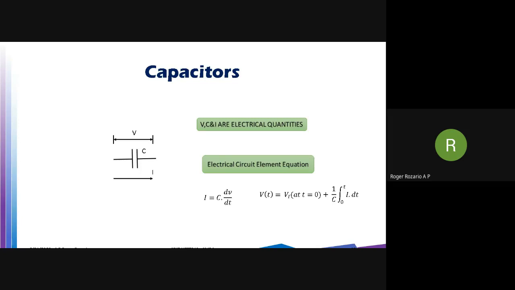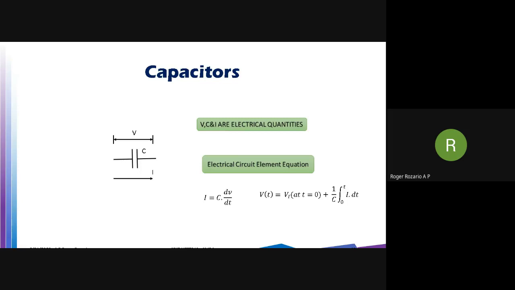Coming to the integral form, V of t equals V1 at t equal to 0 plus 1 by C integral 0 to t of I dt. V of t is the voltage as a function of time. The voltage of the capacitor as a function of time is nothing but the initial voltage V1, because of the accumulation of leftover charges during the previous discharge cycle. This is the voltage V1 at t equal to 0.